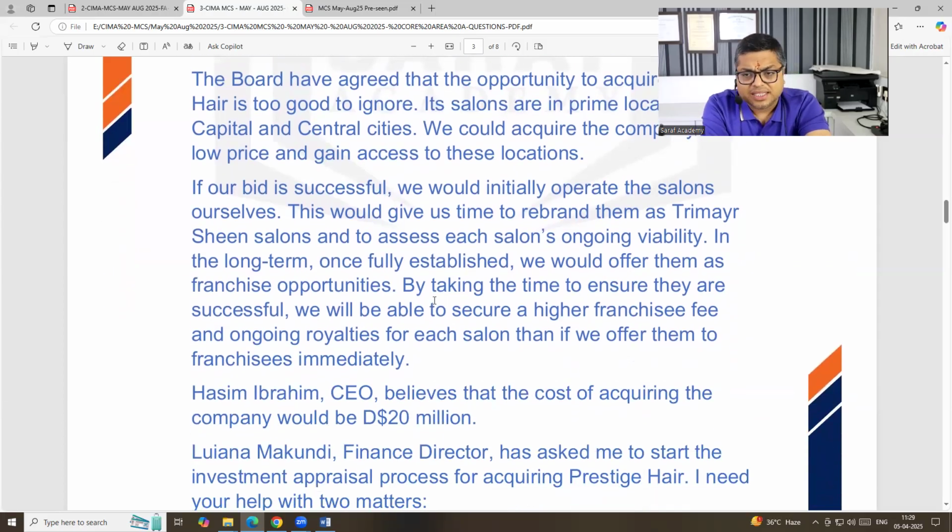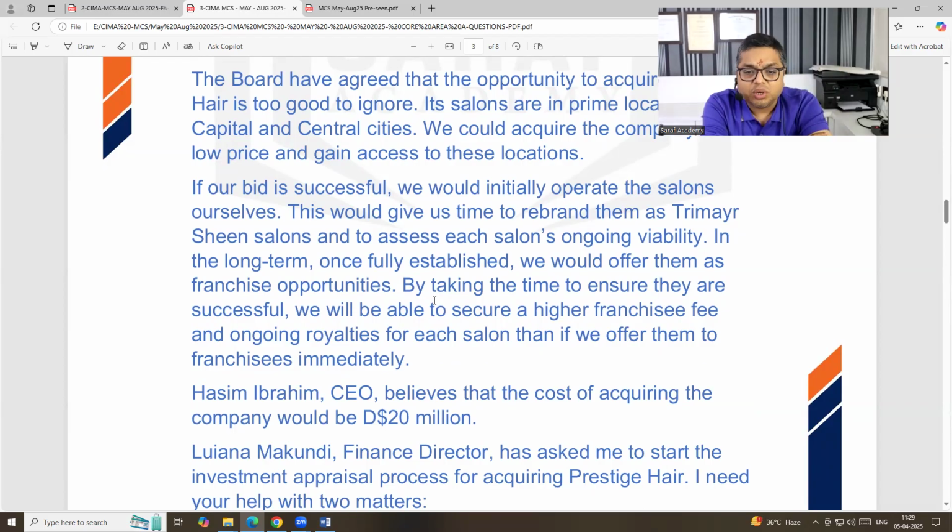If our bid is successful, we would initially operate the salons ourselves. If we are able to give a bid which they accept and be able to acquire, then we will be operating the salons on our own. That means it is not a franchisee. We will be operating this on our own.